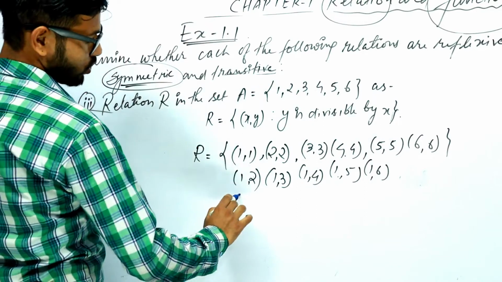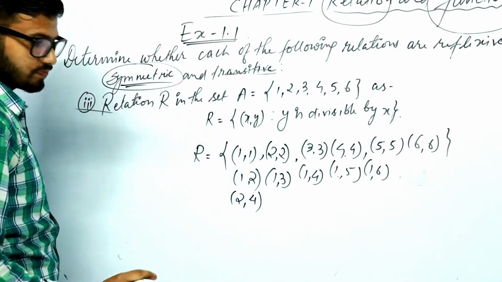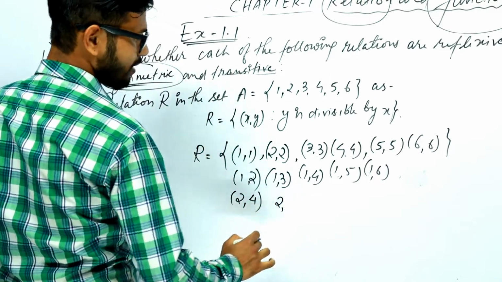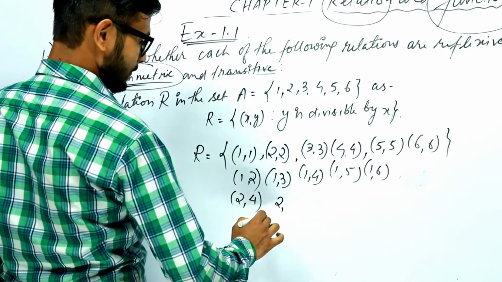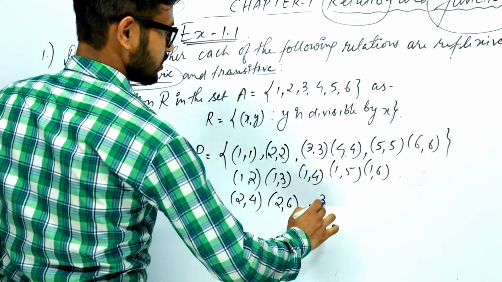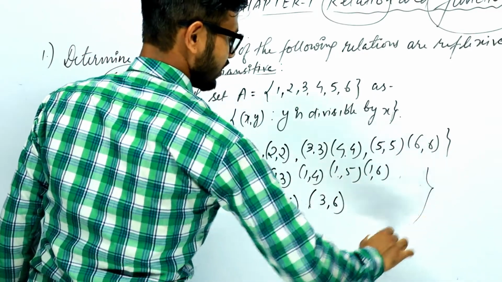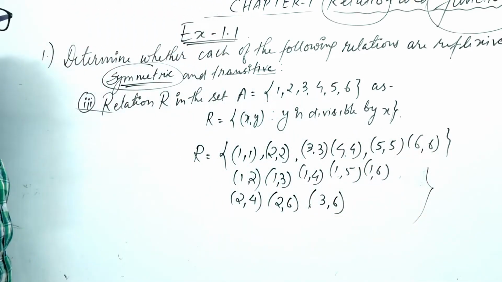Yes, we can see (2, 4). Obviously y is divisible by x. (2, 6) and also (3, 6). These are the elements present under this relation.